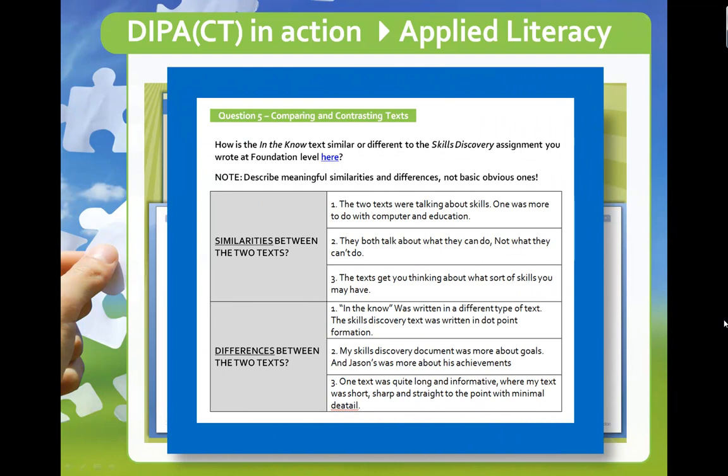They also then compare this text that the teacher has written about a skill he feels he has with that skills discovery assignment that I showed you a little earlier from foundation level. So they compare this intermediate text that the teacher has prepared with that initial assignment they did way back in foundation, and they list some similarities and differences. Again, this is about a bit of discovery, but also critical thinking. When we get them to compare and contrast things, that's really drawing on those critical thinking skills.